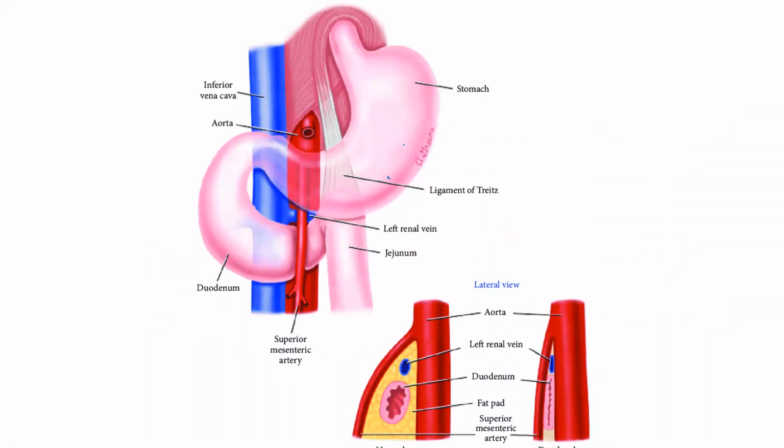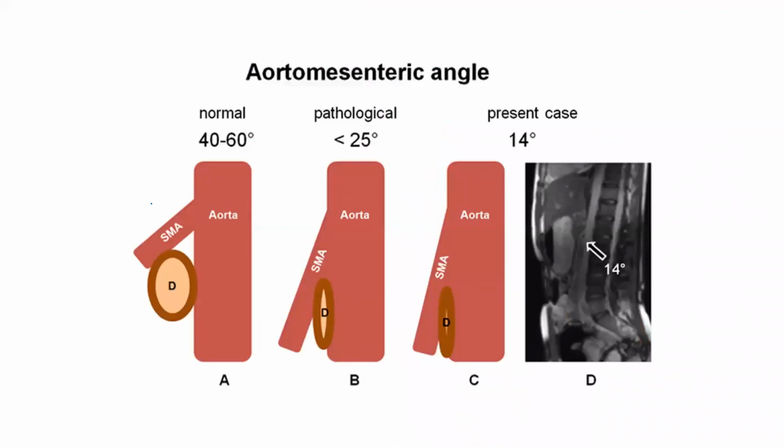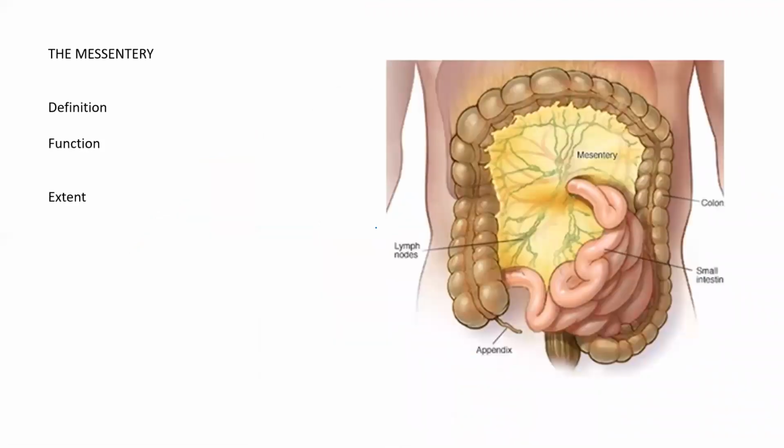This I told you, the relation of the third part of the duodenum getting compressed between the superior mesenteric artery and the abdominal aorta, leading to duodenal obstruction. So normally the angle between the superior mesenteric artery and the abdominal aorta is around 40 to 60 degrees. When it gets lower, less than 25 degrees, that can lead to obstruction symptoms. Now coming to the last topic of today's presentation, the mesentery.